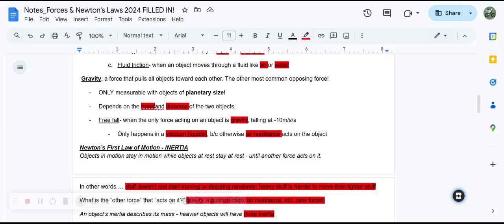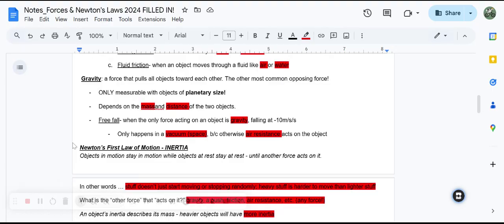So that would only happen in a vacuum, whether that's a constructed vacuum, like we watched in that video with the bowling ball and the feather, or whether that's in space. Because otherwise, air resistance is always acting on the object. We will often refer to free fall if things are just falling on Earth, but technically that's not free fall if there is air resistance.